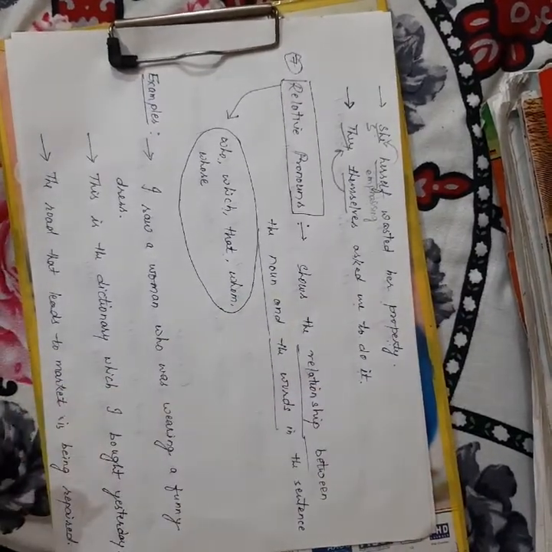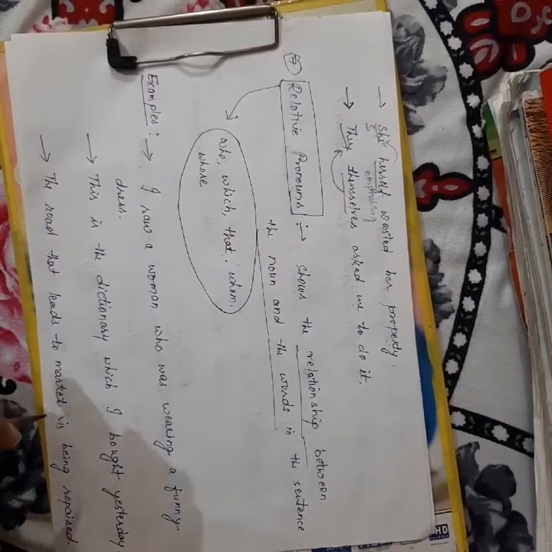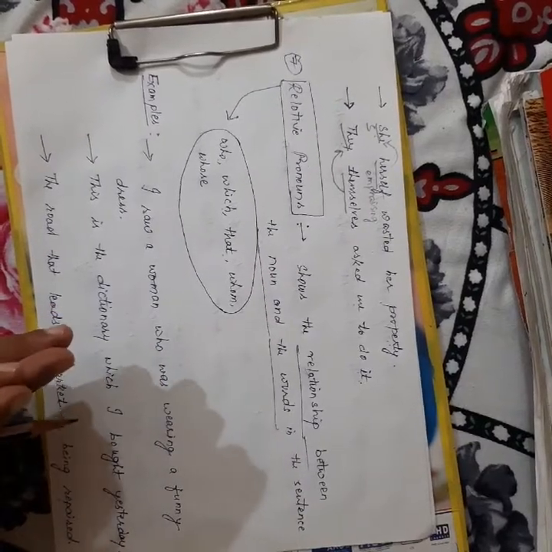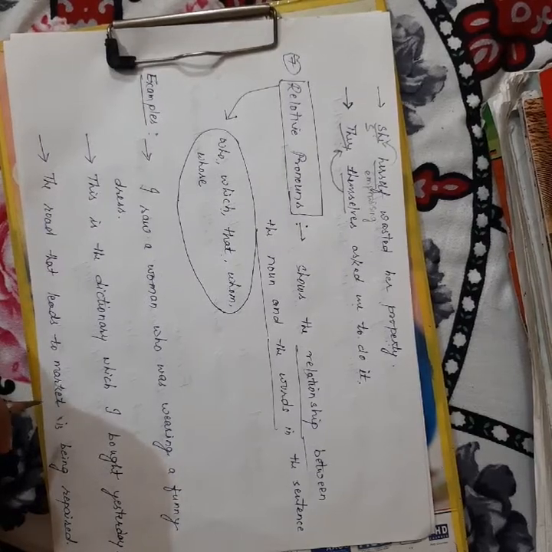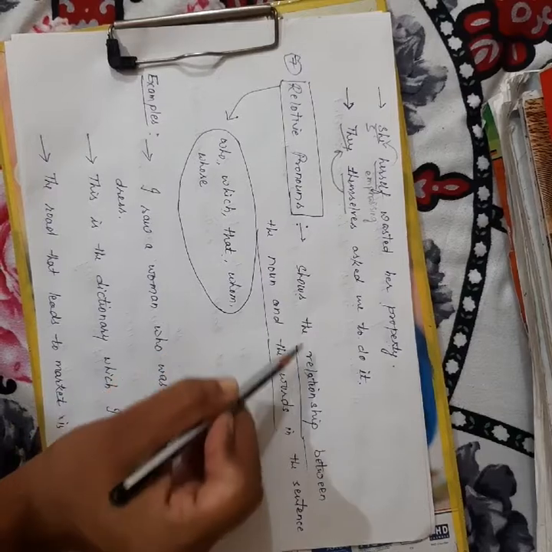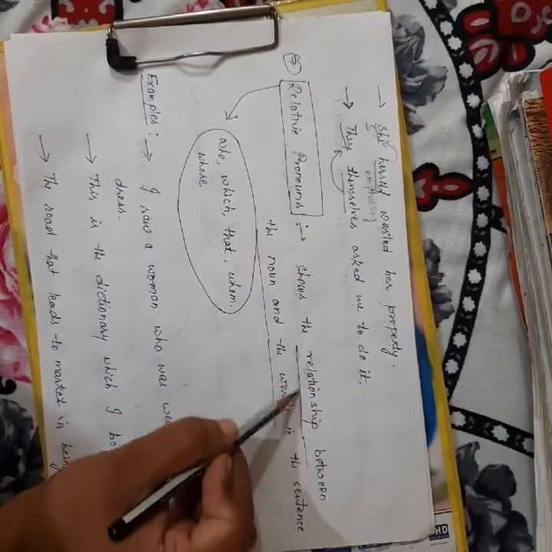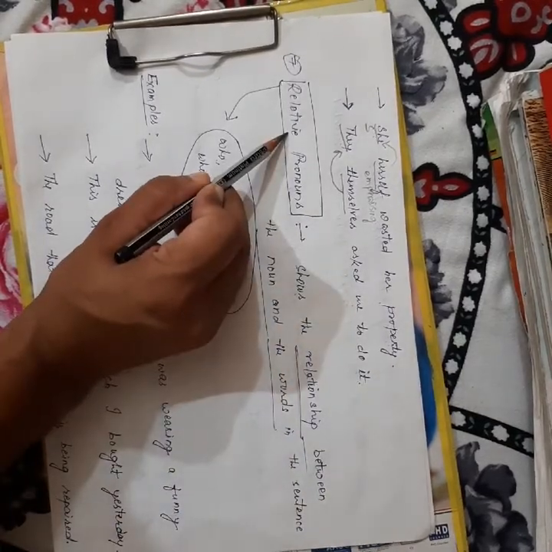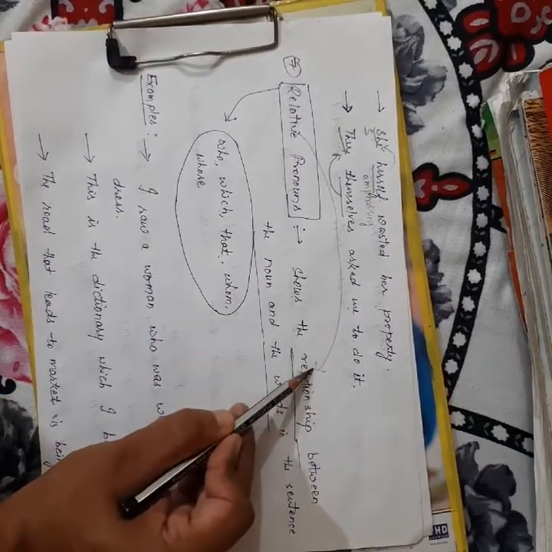Okay, now the last kind is your relative pronouns. This is the last type of pronoun. Okay, so let us see. Relative pronouns show the relationship. Relatives show what? Relationship, as the name also suggests. Relative.